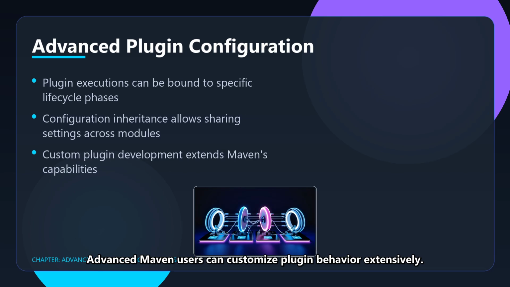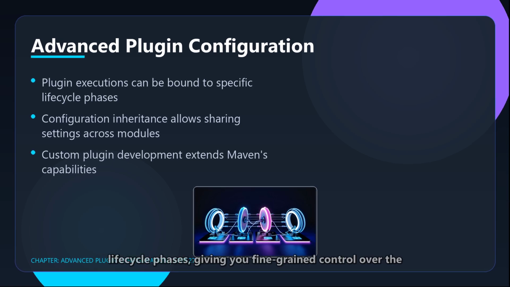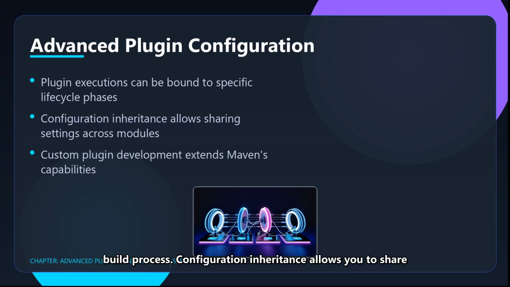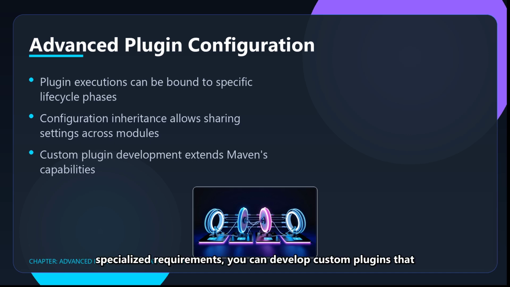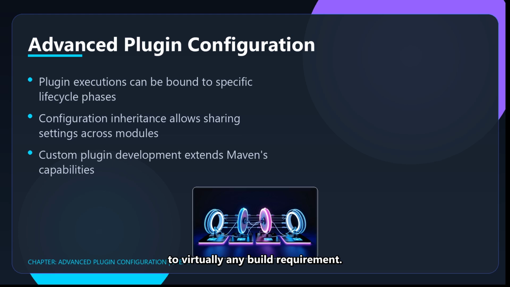Advanced Maven users can customize plugin behavior extensively. Plugin executions can be explicitly bound to specific lifecycle phases, giving you fine-grained control over the build process. Configuration inheritance allows you to share plugin settings across multi-module projects, reducing duplication. For specialized requirements, you can develop custom plugins that extend Maven's capabilities. This flexibility makes Maven adaptable to virtually any build requirement.